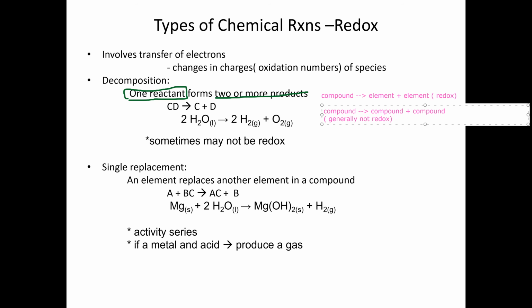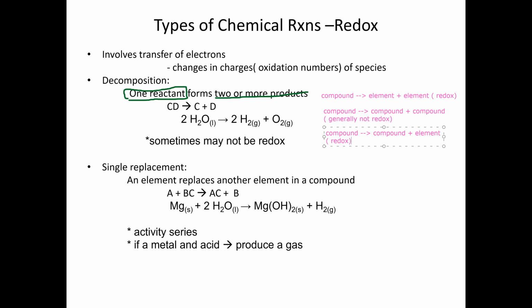So you'd have to check the oxidation numbers, but most of the time when a compound decomposes into compounds, this is not redox. These are the two most common. And then sometimes you may have a compound decompose into a compound plus an element, and this would be redox. So anytime you have an element on one side and it's in a compound on the other, redox has occurred.